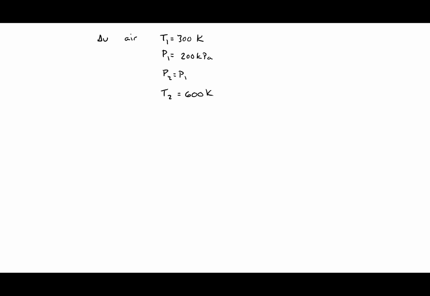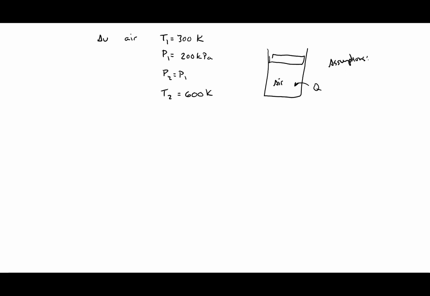So basically we have air, and since we're heating it at constant pressure, I'm just going to assume that it's in a piston cylinder. We're adding heat, and it's starting at 300 Kelvin, ending at 600 Kelvin, at constant pressure. So let's make some assumptions.